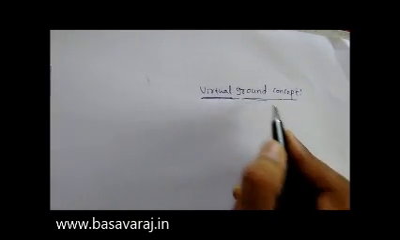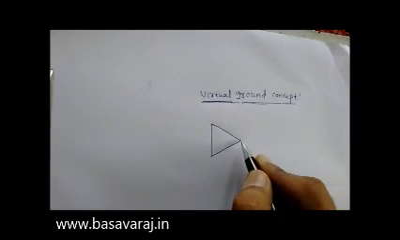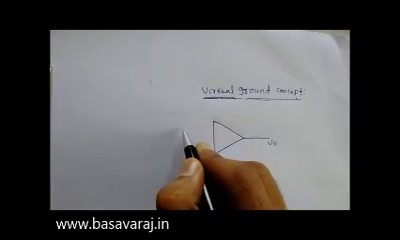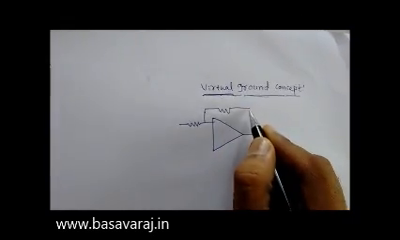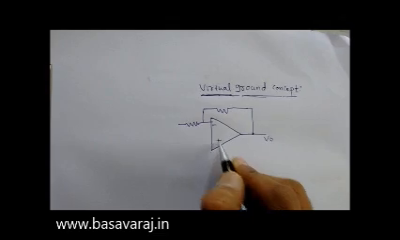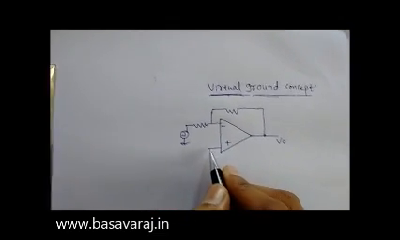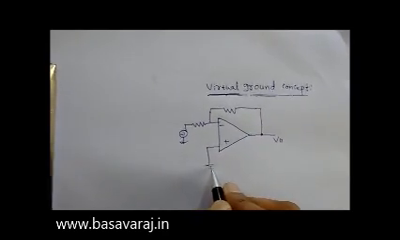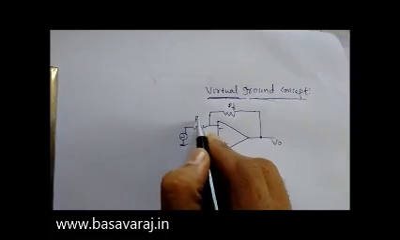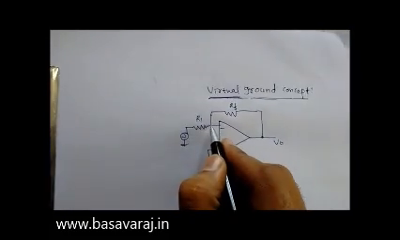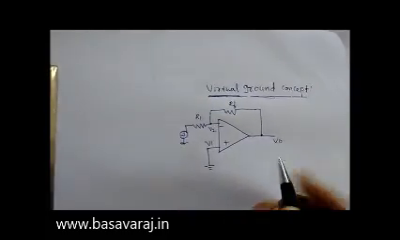So what is ground? Here I will draw a circuit diagram of an op-amp in inverting configuration, that means the input signal is connected to the inverting terminal of the op-amp, and the non-inverting terminal is grounded. This is a feedback resistance, R1. At this point I mentioned the two points V2 and V1.